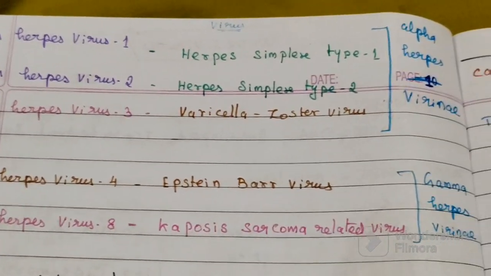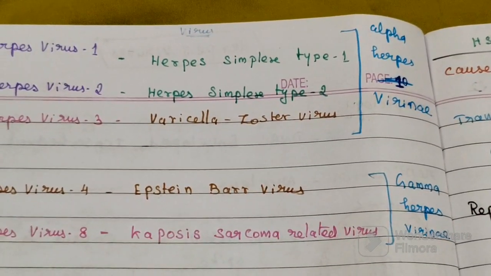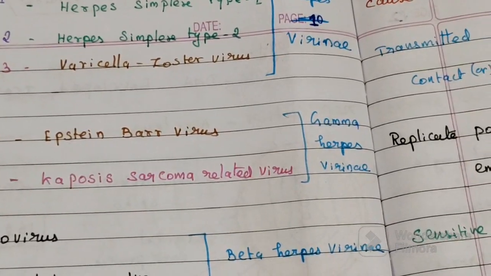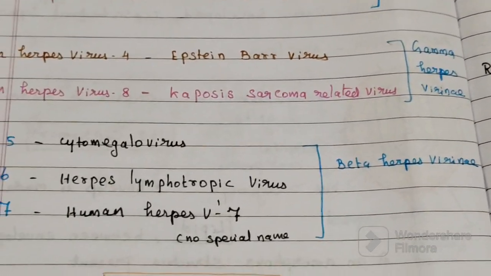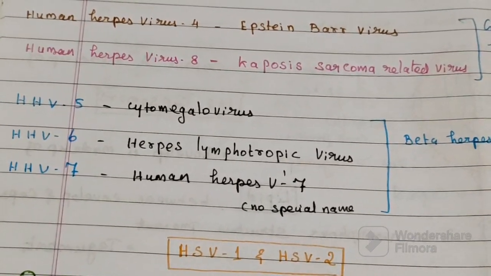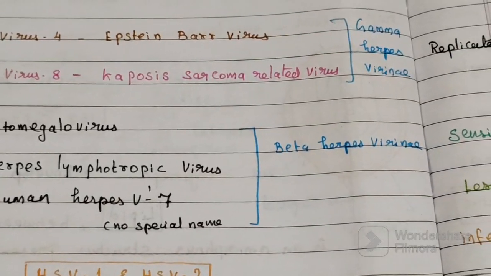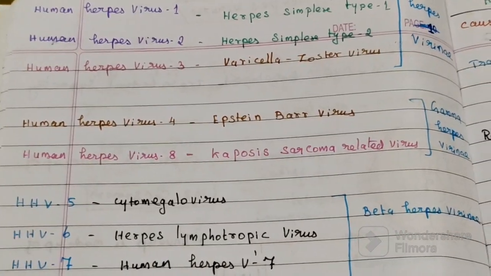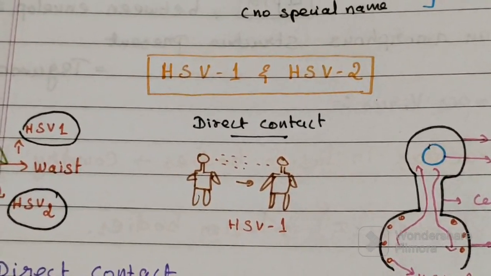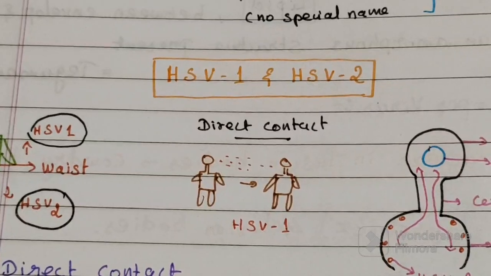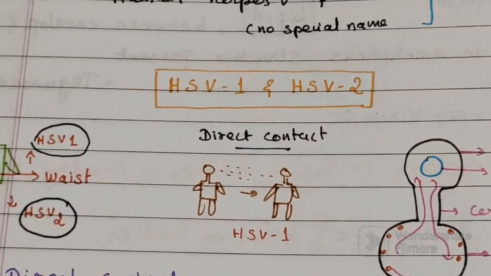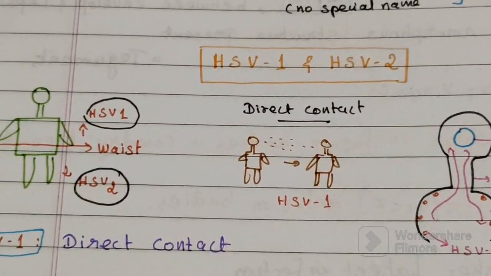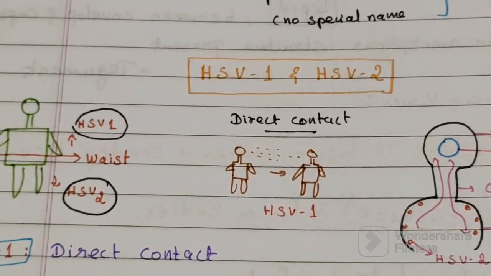Types 1, 2, 3 come under the alphaherpesvirinae subfamily. Then 4 and 8 come under the gammaherpesvirinae subfamily. Then 5, 6, 7 come under the subfamily of betaherpesvirinae. Now herpes simplex virus type 1 and 2, HSV 1 and 2, we will discuss together.